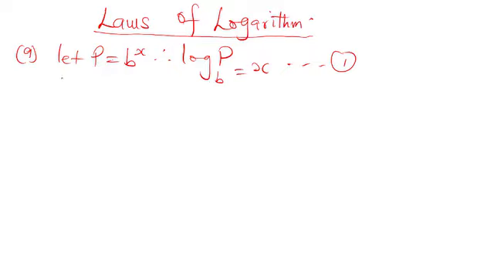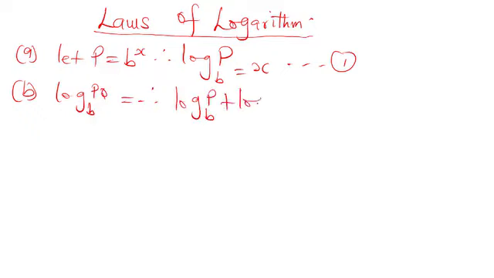Now, the second law of logarithm. If we have log pq base b, these are constant terms that we need to memorize so that we learn how to apply them when we are solving logarithm. It is the same thing as log p base b plus log q base b. So when you have the product, just like what we have in indices, you convert it to addition of logarithms.